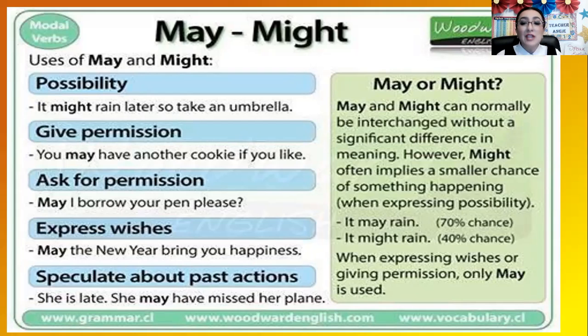When we try to express wishes or when we try to give some permissions, only may is used. That is one of the other differences. Wishes or giving permission, you need to use may, okay? Only may when you are expressing wishes or permissions. And remember that may is bigger, or higher, than might.